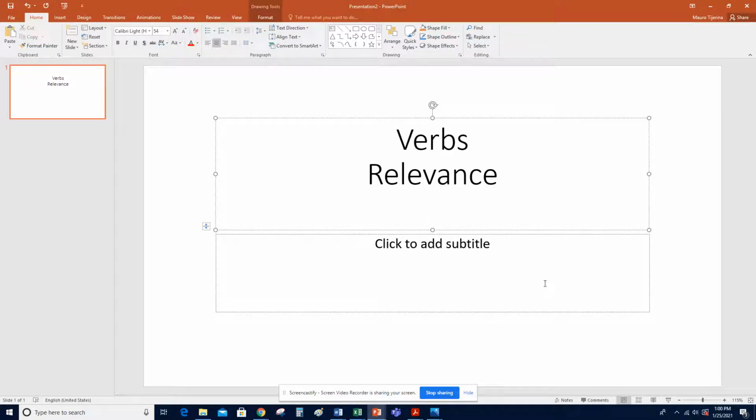And the last one is to make it measurable. Therefore, through the independent practice or the closure, an exit ticket, once you gather the data, you are able to see if the students met the measurable objective that you had for the day. So let's get it started.